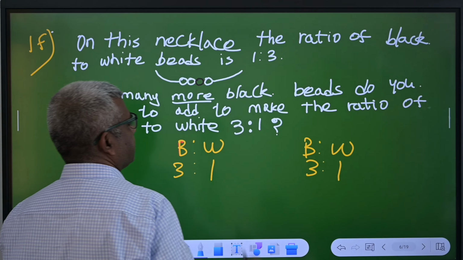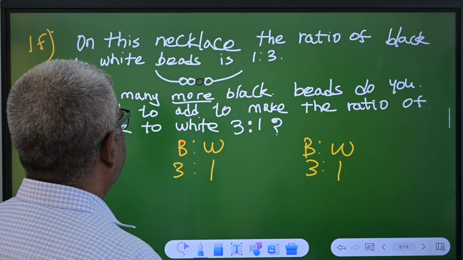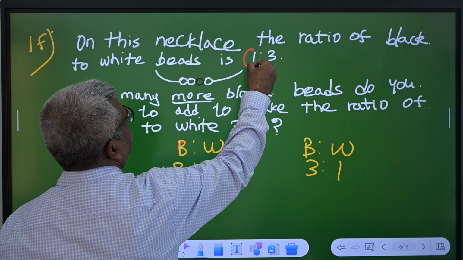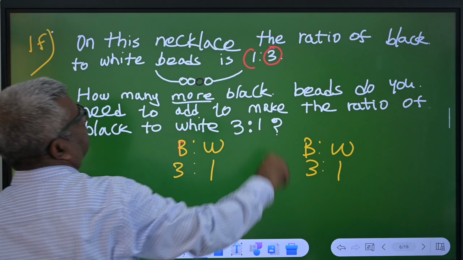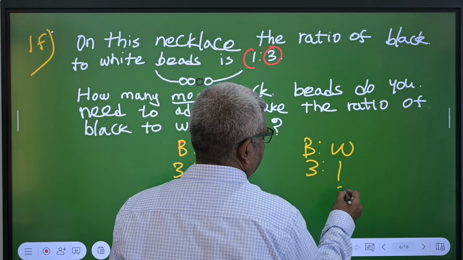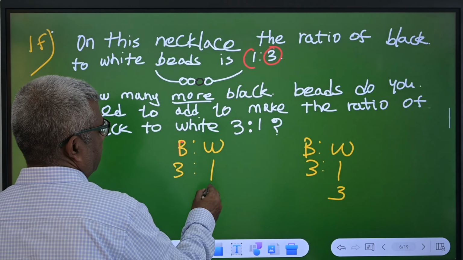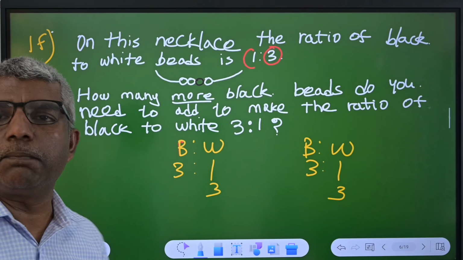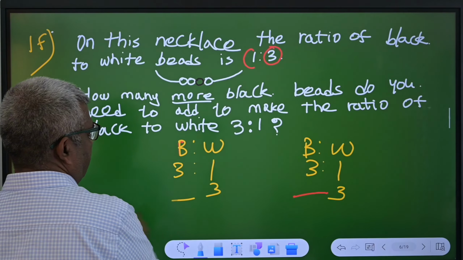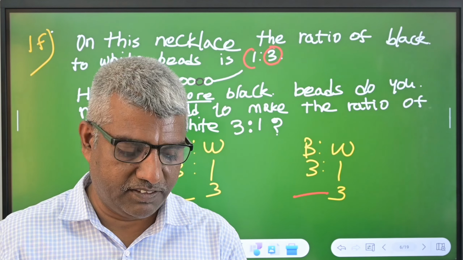Put in both places. How many more black balls do you need to add to make the ratio of black to white 3:1? So this is not disturbed. This is not disturbed. Right? So here you have to put 3. Here you have to put 3. Remaining things you please work on. Here something will come. Compare it and put the value. I am waiting for your answers.